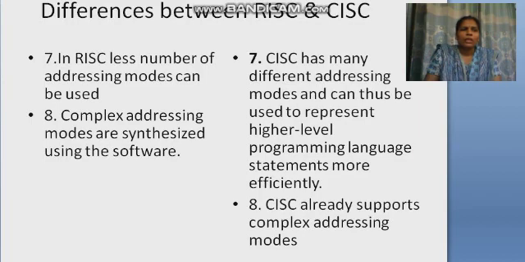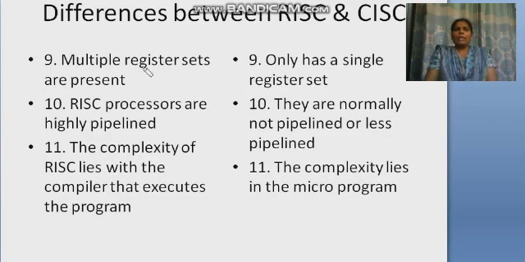Now the next point of difference is that multiple register sets are present with CISC, but in case of RISC only a single register set is there. RISC processors are highly pipelined, and we have already discussed pipelining, instruction pipelining. Pipelining is directly related to performance, how we make different pipelines to get parallelism in our execution. But CISC is hardly pipelined. So this is another point of difference.